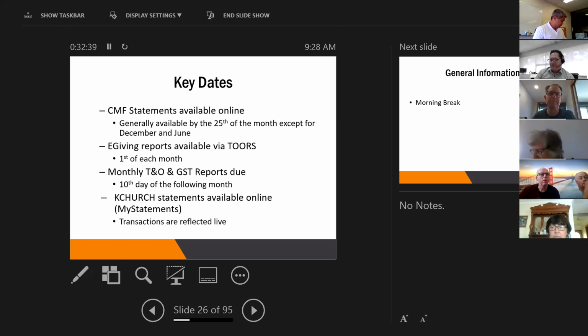So if you have a Mac computer, you contact us at local church support here, and we will hook you up on how to use Tors via a Mac computer. So that's not a problem. You're not alone. There are other treasurers also who use a Mac.